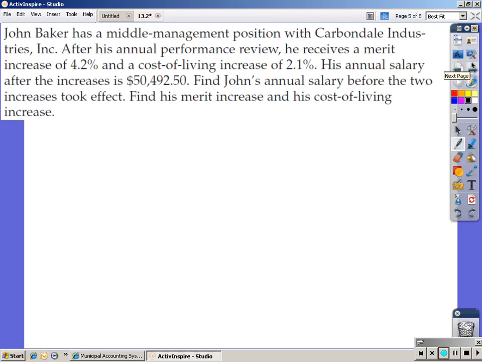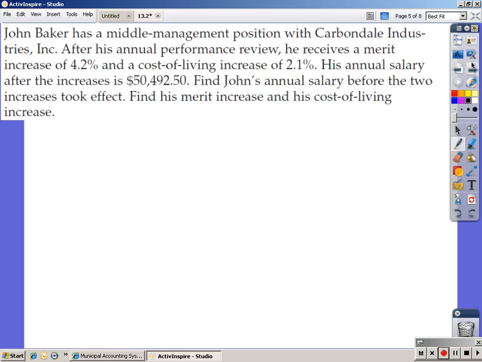Here we go. It says, John Baker has a middle management position with Carbondale Industries. After his annual performance review, he receives a merit increase of 4.2% and a cost of living increase of 2.1%. His annual salary after the increases is $50,492.50. Find John's annual salary before the two increases took effect, and then find his merit increase and his cost of living increase. So we basically got three questions here. The first question wants us to find John's annual salary before the two increases took effect.